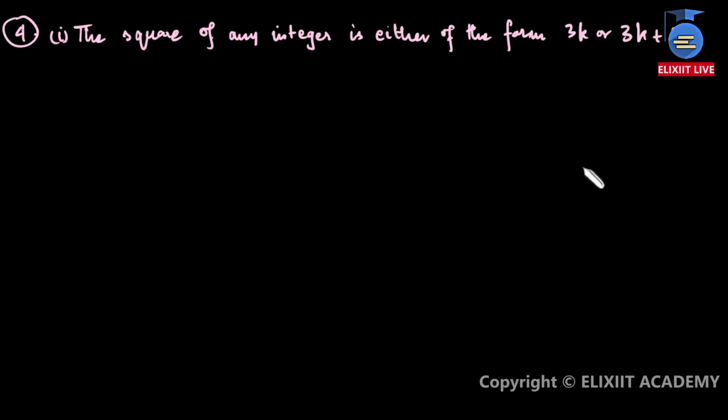So this is the first result of the first question. The square of any integer is of the form 3k or 3k plus 1. Maybe some of them you have done earlier as well. Let's do it once again for practice. How do we prove this? Obviously, it is a basic question of the division algorithm.